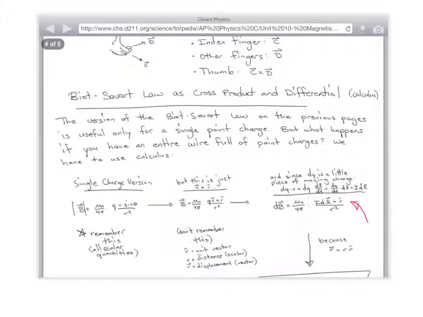All right, so here we go. And the derivation's in here. You can look it up, read it at your leisure.